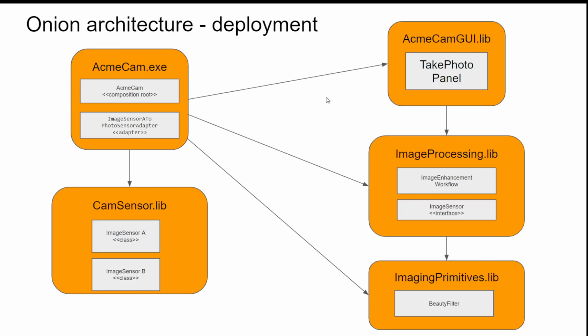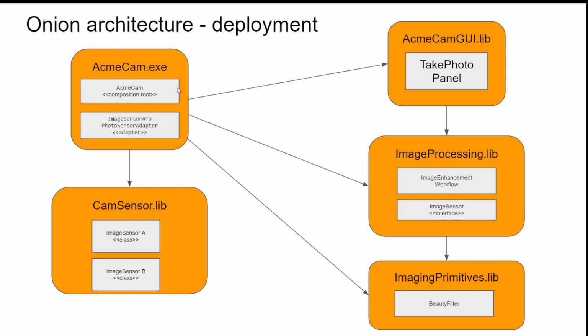If we look now on the deployment view, then it also becomes much simpler. You can see here we have the image primitive library. This is our domain, and this library doesn't depend on anything. And then we have the application layer logic that is encapsulated in the image processing library. As you can see here, this is the application layer, and as it was on the architecture layering diagram, this may depend on the domain, so on the imaging primitive libraries.